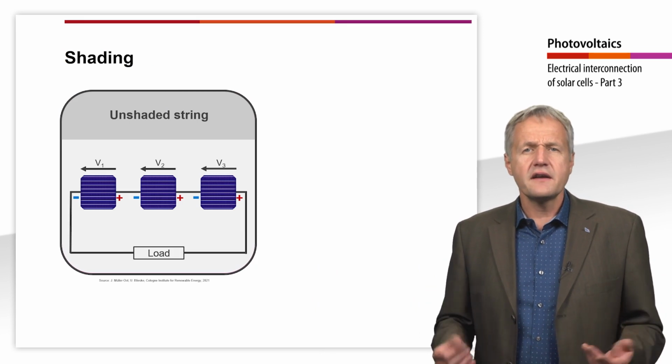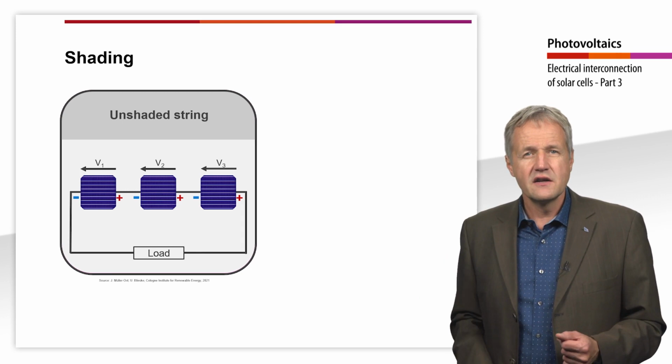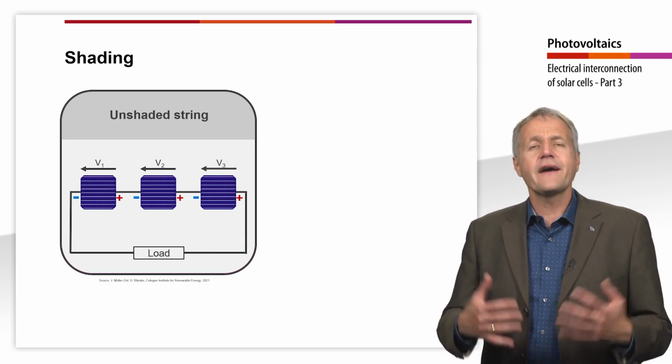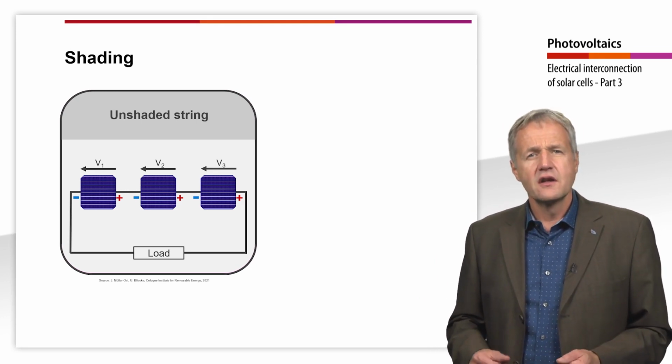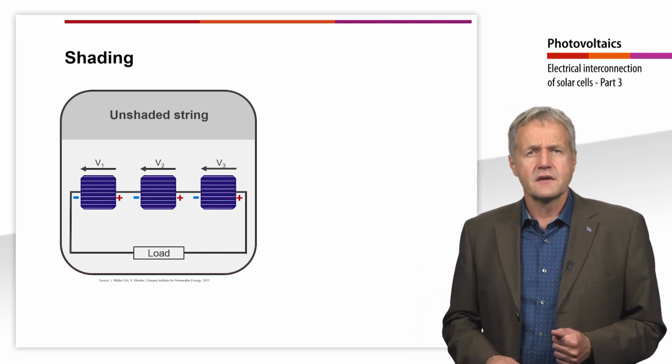Here you see again a series connection of 3 solar cells. For simplicity, we have now assumed that all 3 solar cells are identical and supply exactly the same current and voltage. Unfortunately, this is not always the case in practice.